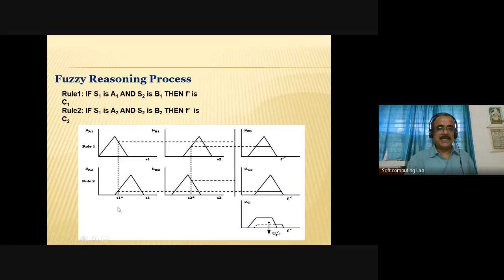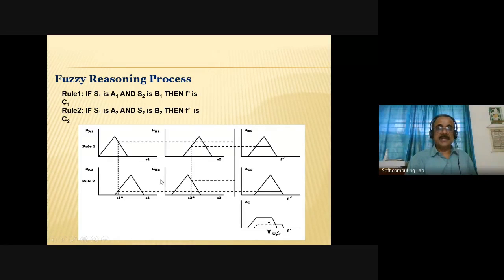The moment I am passing S1 star and S2 star, corresponding to S1 star, I will be getting some mu value here. Corresponding to S2 star, I will be getting another mu value here. These two mu values will have to be compared, and you'll have to find the minimum value of mu. Corresponding to the minimum value of this mu, I will be getting that particular output. So you can find the truncated triangle, and that is nothing but your output. So this is the output corresponding to this fired rule.